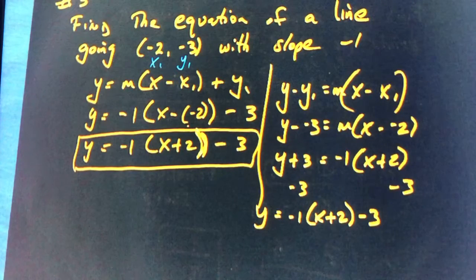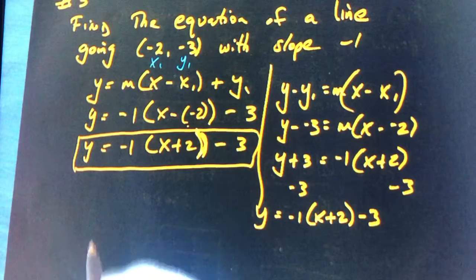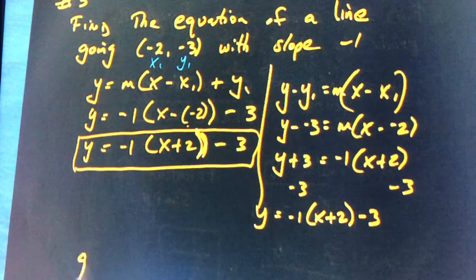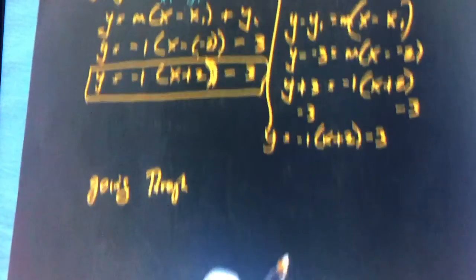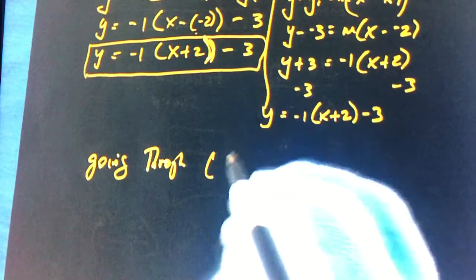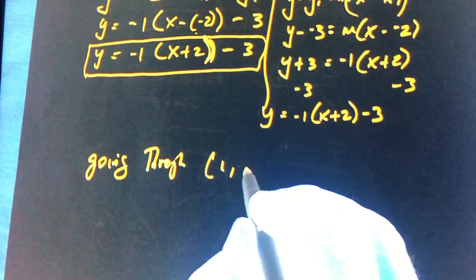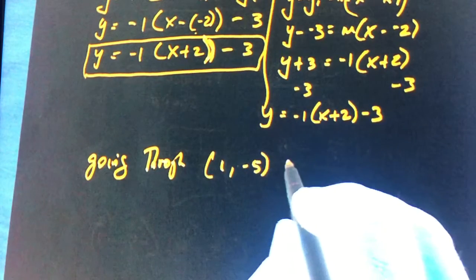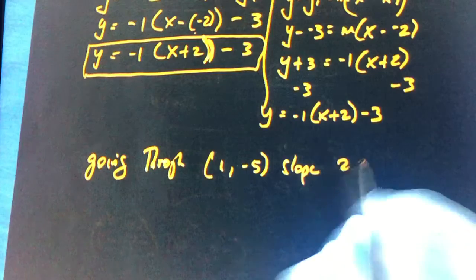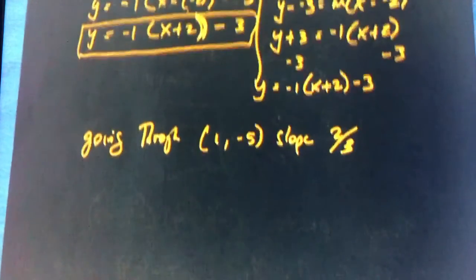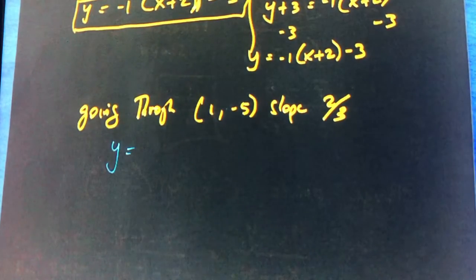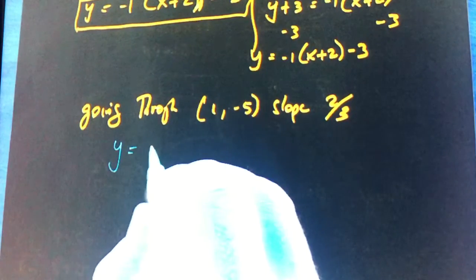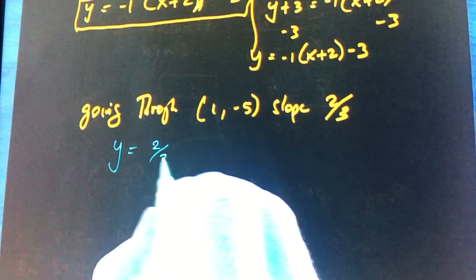This is the question, point slope form. I could do another one, point slope form, let's say going through the point 1, -5, slope 2/3, okay? Well, again, we'll do it pretty quickly this time. y equals m, which is 2/3, onto x.